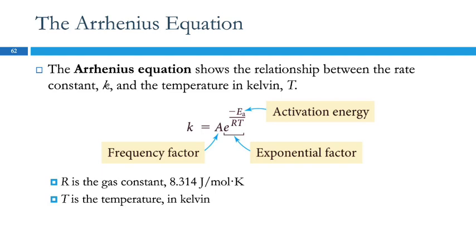I don't care if you remember the name. It's named after a Swedish scientist. So this is our rate constant K, and this shows the temperature dependence of K. So the rate constant is equal to a frequency factor times e raised to the power of negative activation energy over the ideal gas constant times the temperature in kelvins. It's a bit complicated.